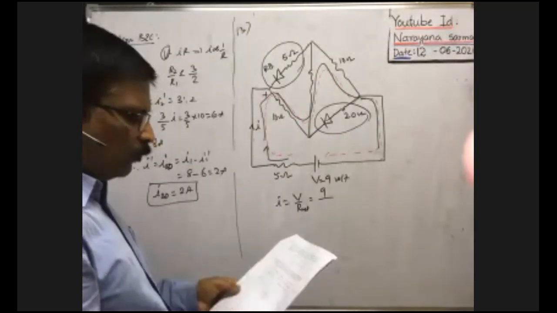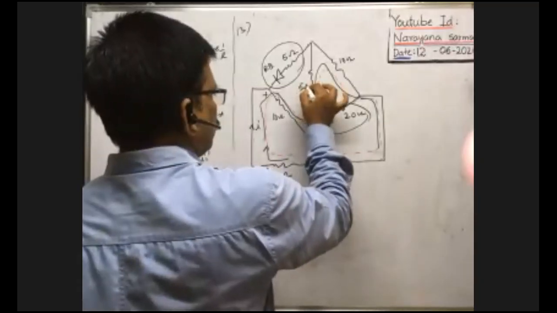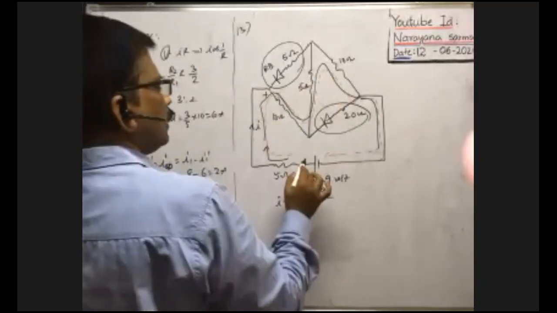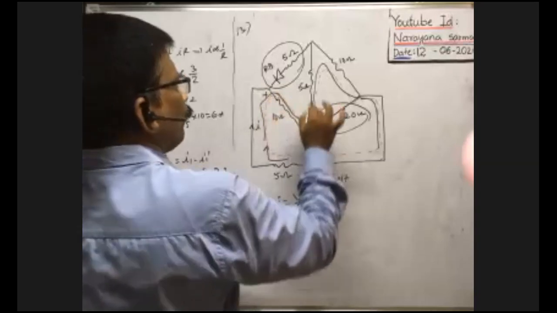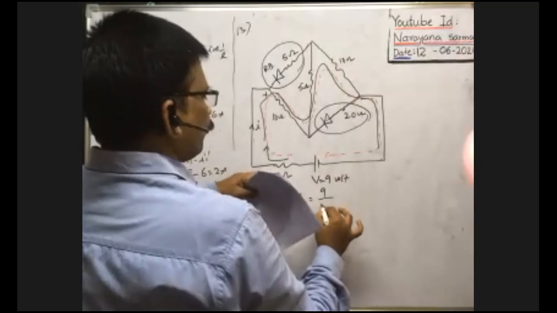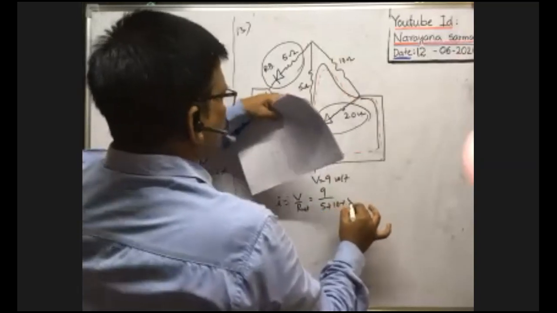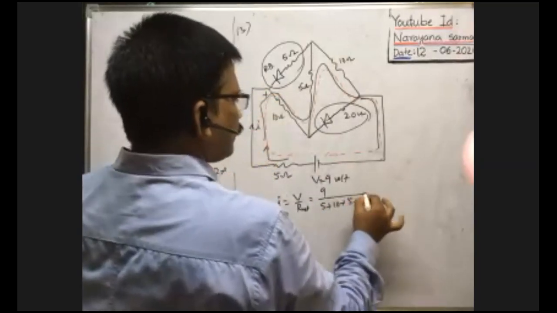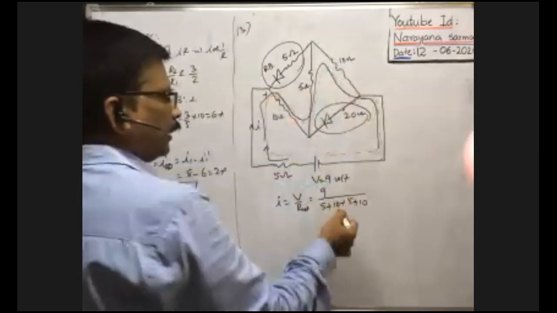It is also 5 ohm. Here, this is also 5 ohm. So here, this is 5, 10, 5, 10. That's all. So effective resistance means 5 plus 10 plus 5 plus 10. All are in series along this path. That's why the total resistance is this one.